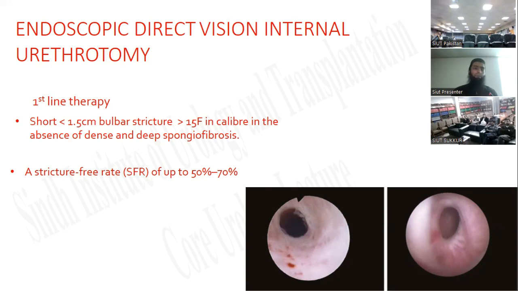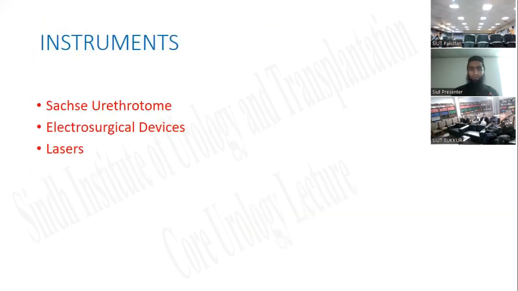It is the first line therapy for the short stricture less than 1.5 centimeter and the caliber more than 15 French in caliber, in the absence of dense or deep spongiofibrosis. And the stricture-free rate is 50 to 70% post DVIU.